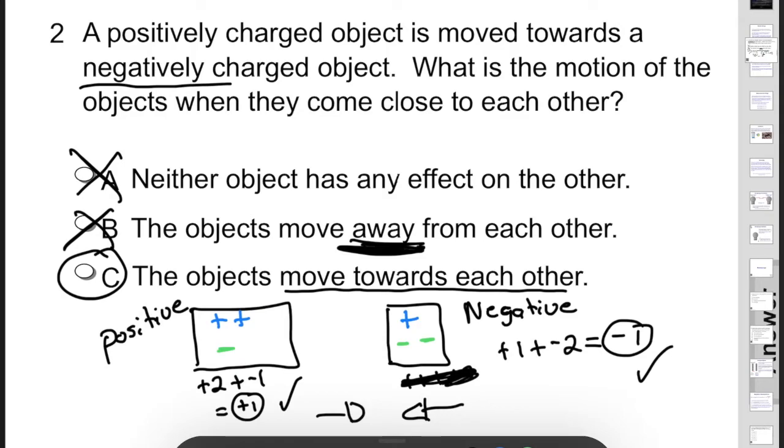Remember, letter A is wrong because they are not going to have any interaction if both of them are neutral, if the charge is equal to 0. B is wrong also because they move away if they have the same charge, positive and positive or negative and negative. C is the right one since one is positive, one is negative, and when the charge is different, they're going to move close to each other, toward each other.